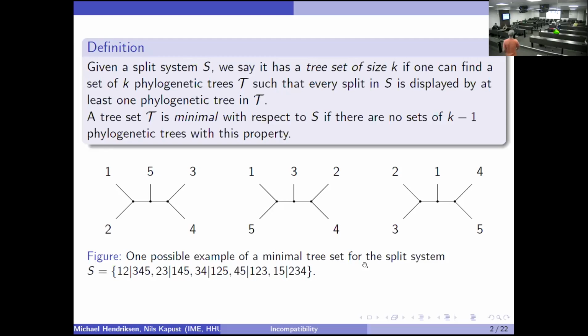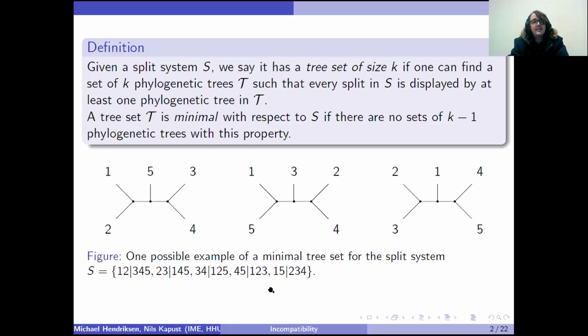Keep going. No worries. Sorry, yes, I was saying this set of splits has 5 splits in it, and each 5-leaf tree can only display 2 splits, so you can see that this is a minimal tree set because it contains all the splits.